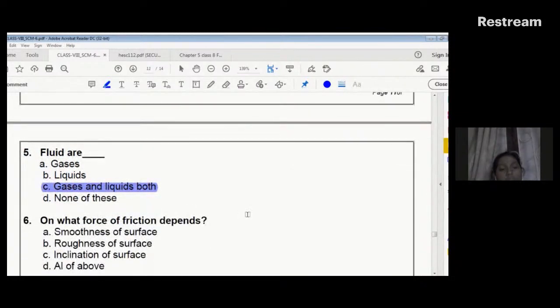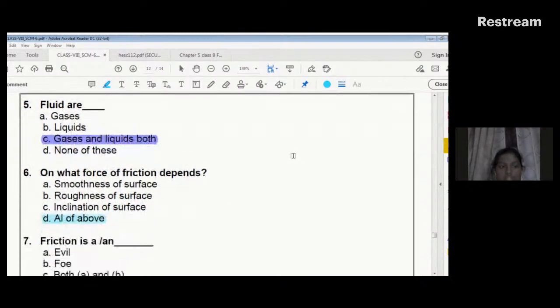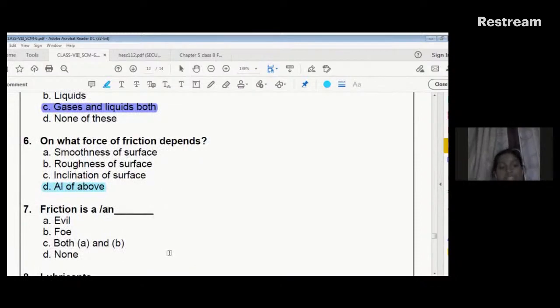Next is: on what does the force of friction depend? The first one is smoothness of surface, number B roughness of surface, number C inclination of surface, and number D all of the above. So the answer is D, all of the above. So all of these.